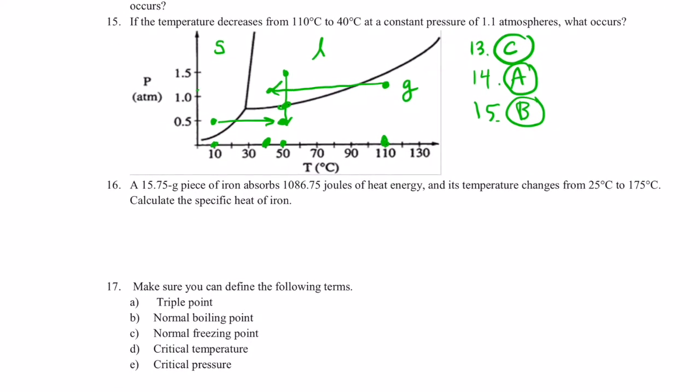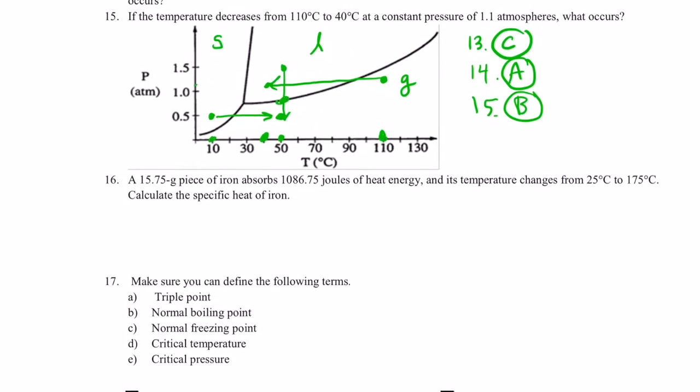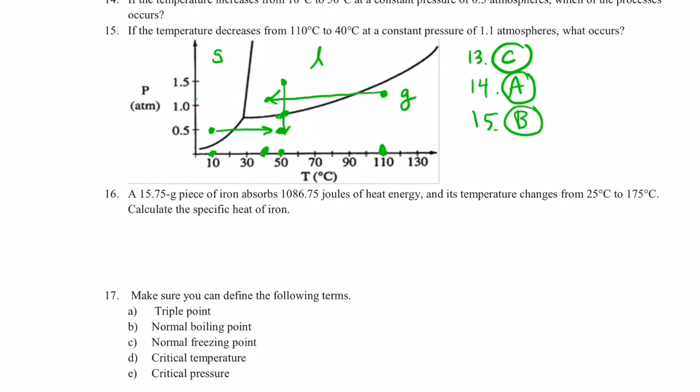Let me skip down to 17 really quickly. Make sure you know what a triple point, normal boiling, normal freezing, critical temperature, and critical pressure are. So just a heads up, we're going to do that right here at the end of this first review.